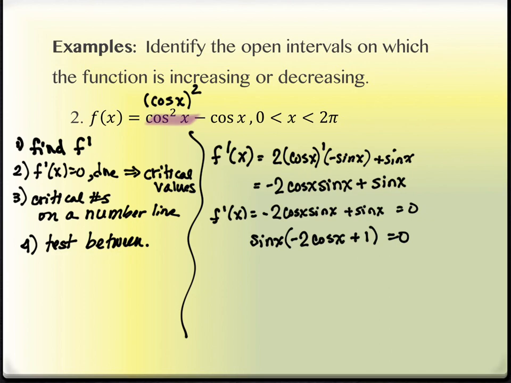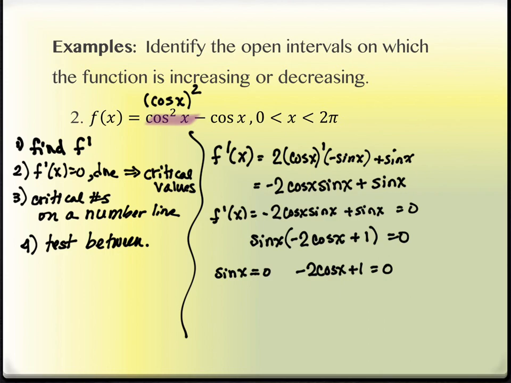And then just like with factoring with quadratics, we take each piece and we set it equal to 0 and solve. So we're now going to be looking for where sine of x is equal to 0 and where negative 2 cosine x plus 1 is equal to 0. Okay, so sine x is equal to 0.